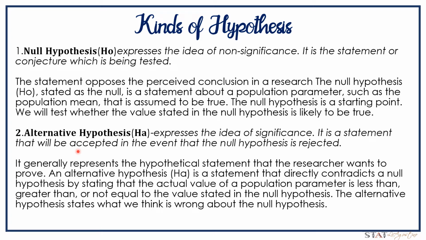So we cannot arrive at statistical decisions without undergoing hypothesis testing or significance testing. And you should know this null hypothesis and alternative hypothesis. So that's, again, the two kinds of hypothesis, the null hypothesis and then the alternative hypothesis.